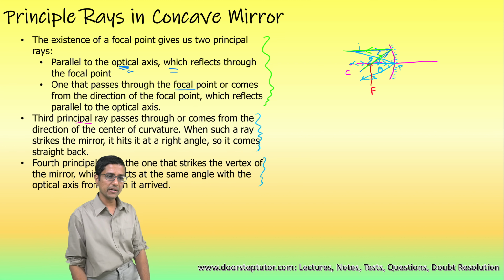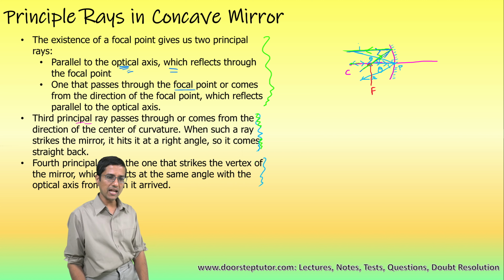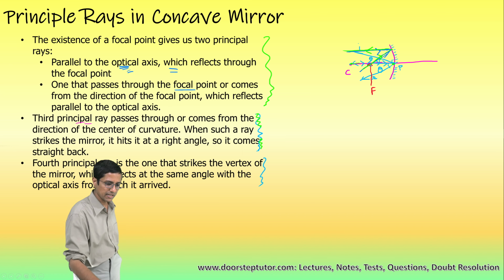The third principal ray is the one which is coming from the center of curvature. It is going straight along the principal axis. The last one is the ray which hits the pole at an angle theta. It will be reflected back at the same angle theta.